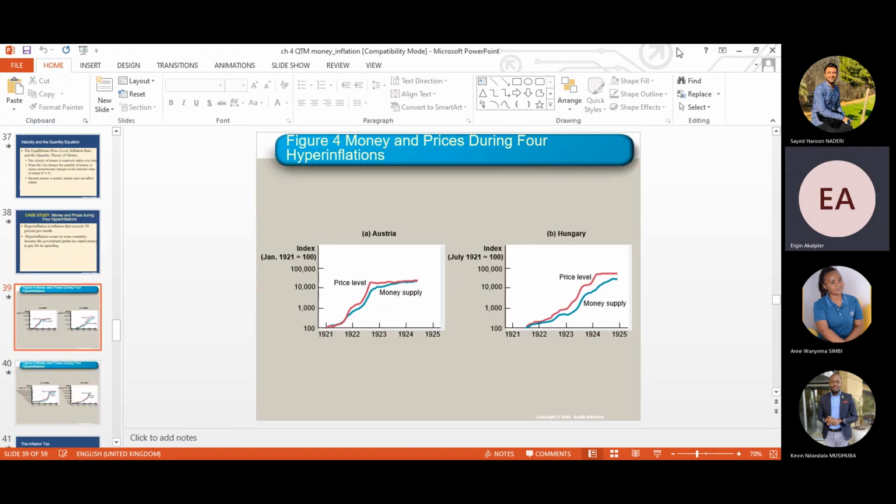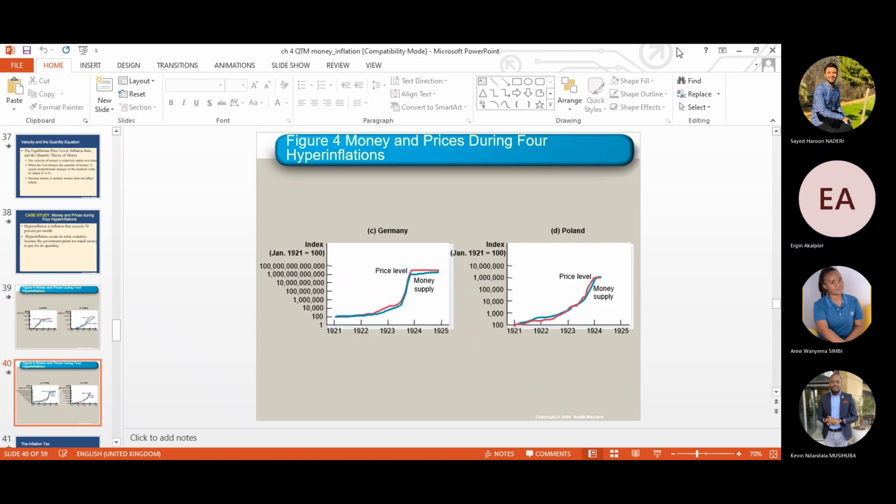And here it is given the money and price during hyperinflations. As you are observing, the price level and the money supply are almost parallel. Prices are always a little higher when Austria and Hungary are compared. Germany and Poland are also given here. Clearly, as you see, the period is very high and prices are very high.